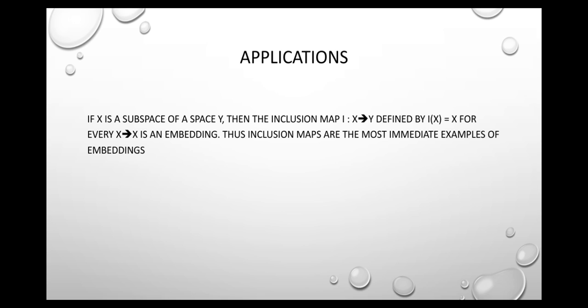This is the proof of the theorem, and the application is: if X is a subspace of a space Y, then the inclusion map I from X to Y, defined by I of x is equal to x for every x belonging to X, is an embedding. Thus, inclusion maps are the most immediate example of embeddings.